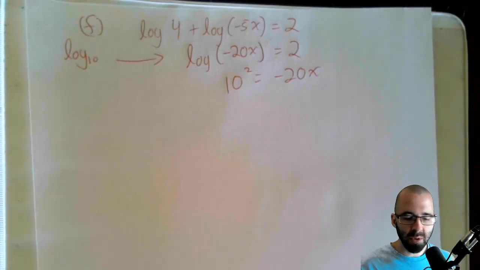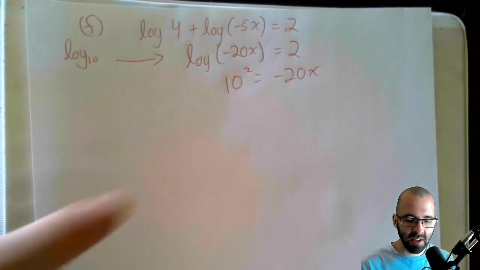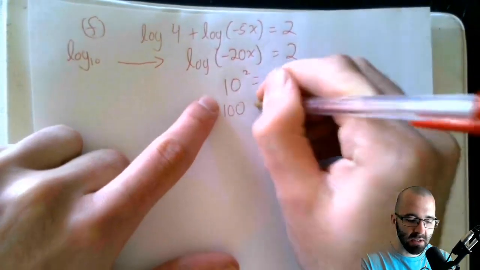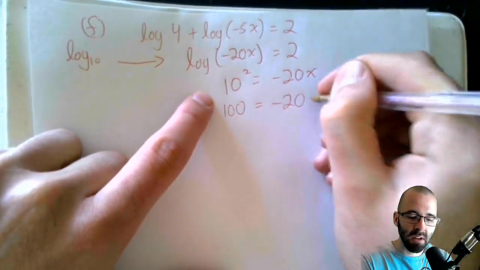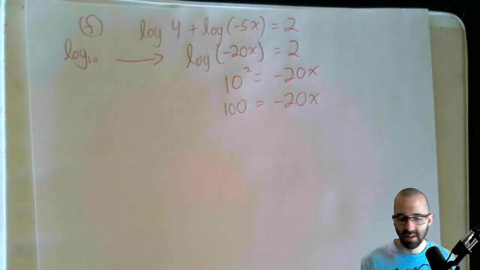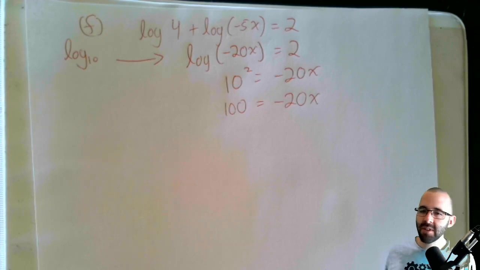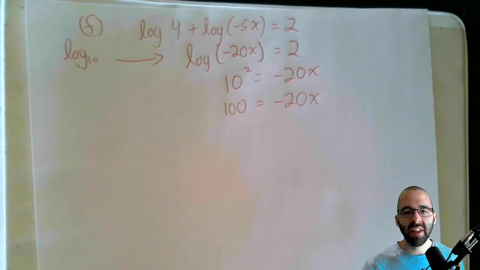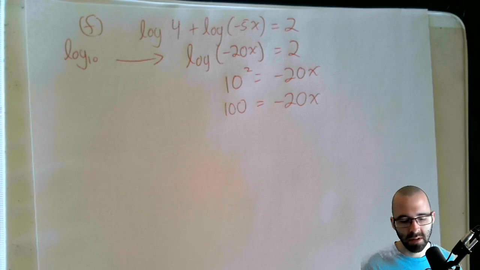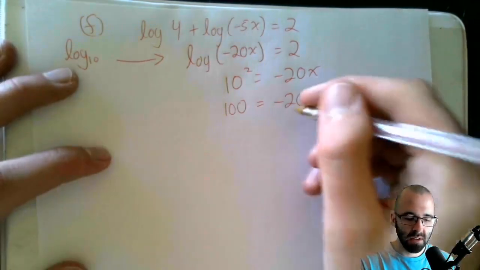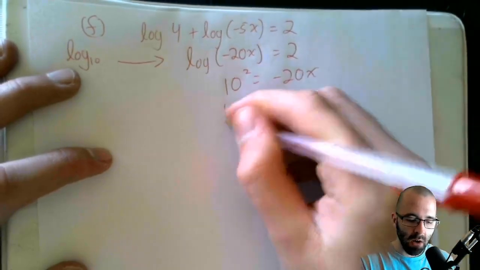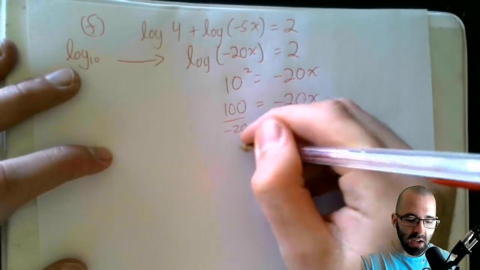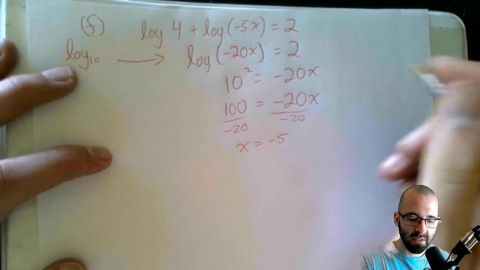So everyone knows how to solve this equation. This is just 100, 10 squared. All you have to do to solve for x is divide by that negative 20. So we divide by negative 20, and we get that x equals negative 5.